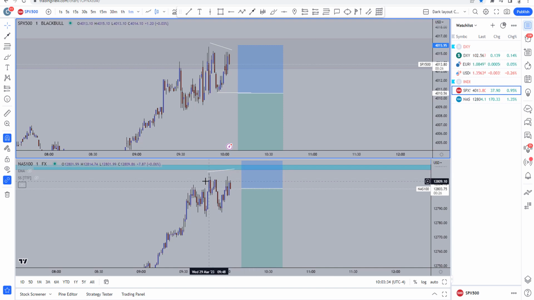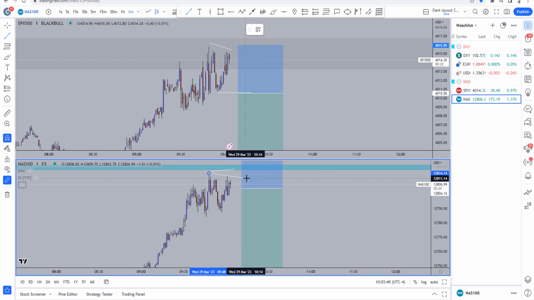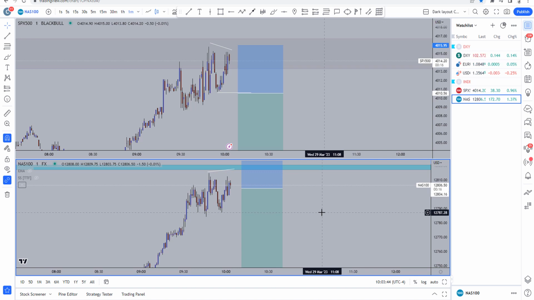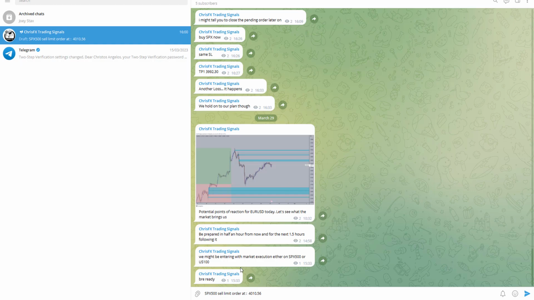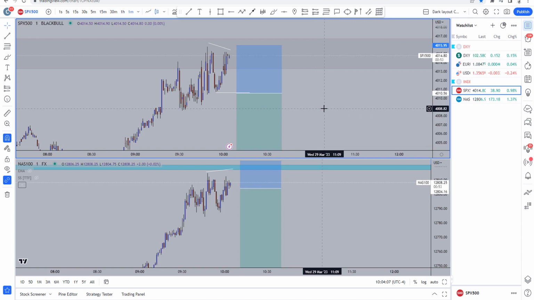99, I see very high possibility that this is gonna be broken. This area right here, extremely high possibility. I think the scenario as I called it is gonna play out, guys. Just in order for me to tick all of the boxes, I want to see divergence as well. And we will be entering, I think, on NASDAQ.